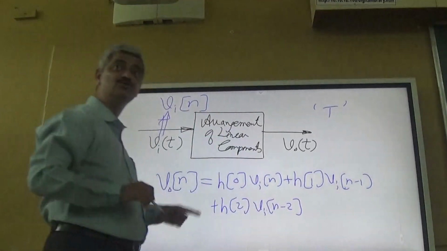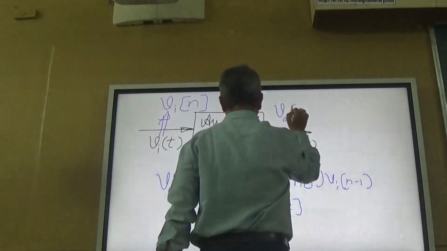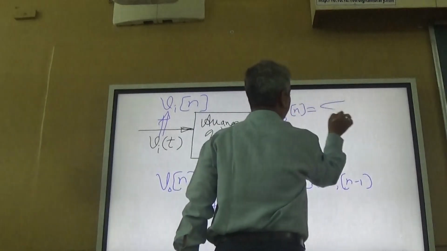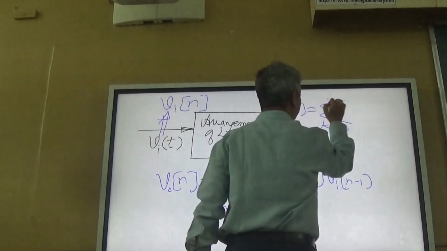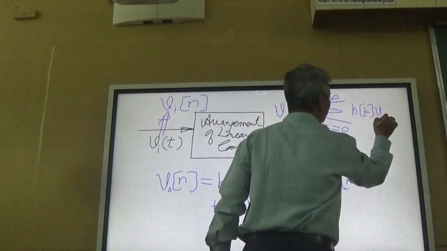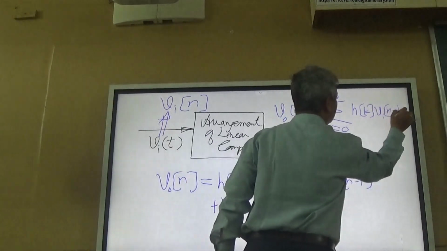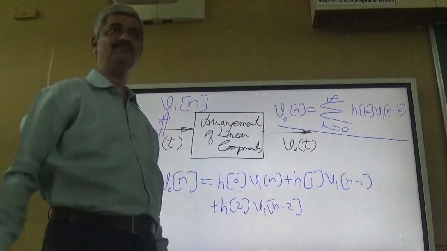Is it right? So can I say like this that V out N is equal to summation of K equal to 0 to infinity h of K V in N minus K. This is the convolution sum. This is the convolution sum. For today it is enough.